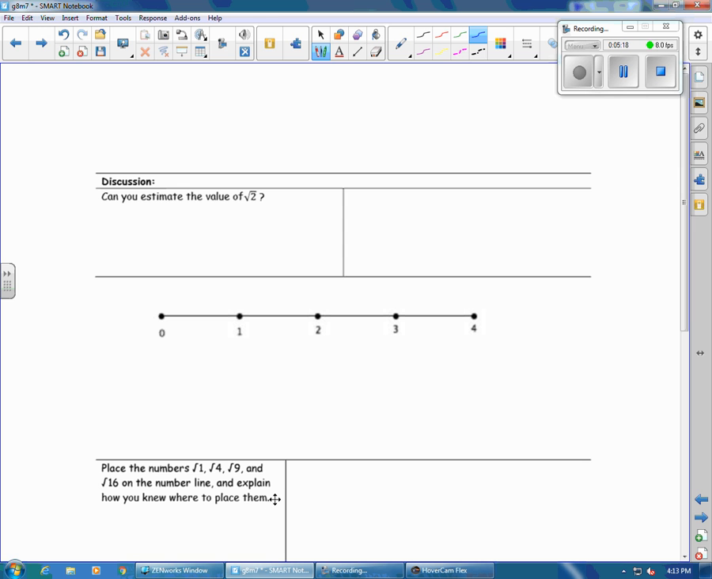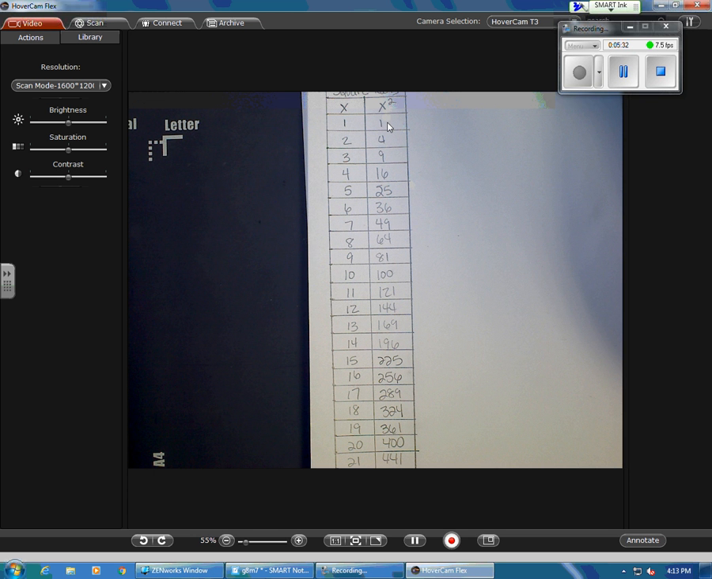So let's think about this. If I'm using this number line and I wanted to add these values on there, where would they fall? So the square root of 1, let's look back at my chart. The square root of 1 is 1.